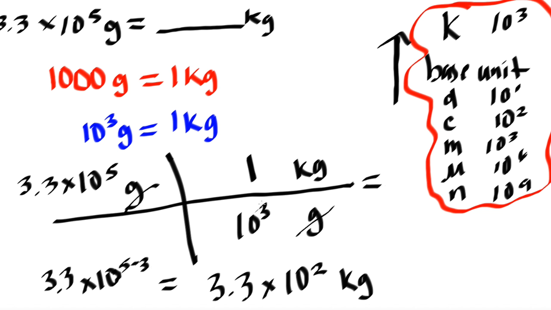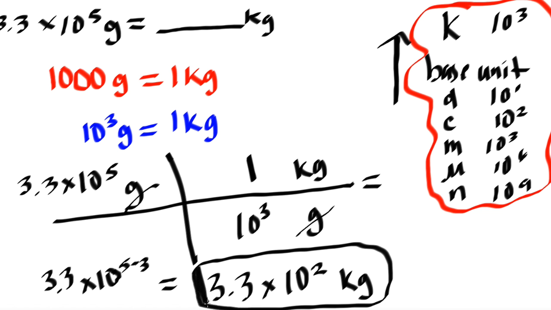Or you can completely ignore the scientific notation and just plug this into your calculator. You would say 3.3 times 10 to the 5th divided by 1,000. But notice I didn't have to use a calculator here. I just did that math and got this answer. So that is that problem. All right, let's take a look at the next one.